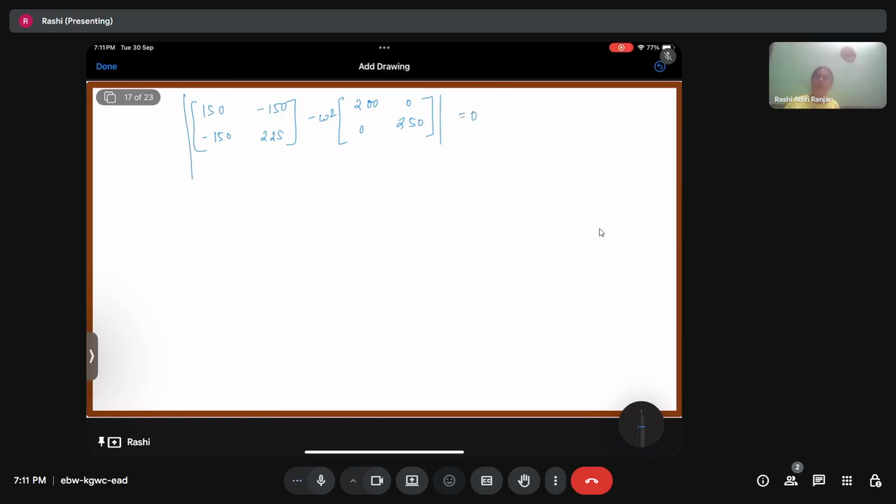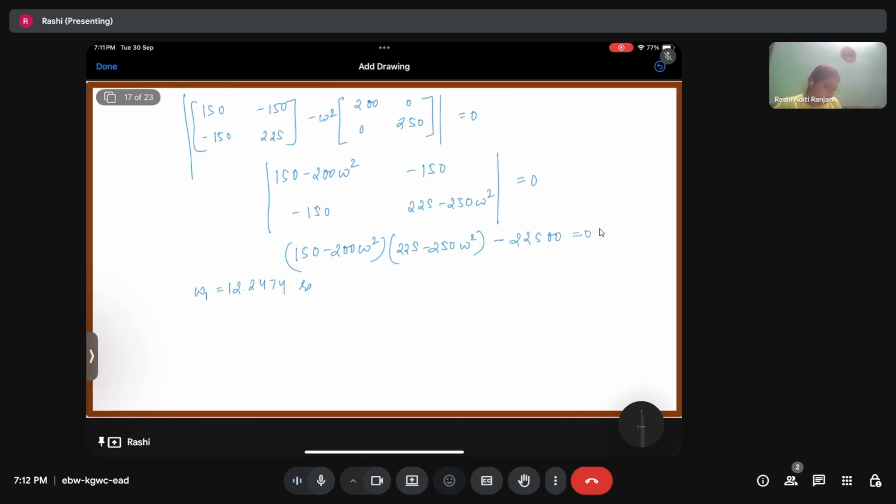This is going to be equal to 0, which gives omega square minus 150, minus 150, 225 minus 250 omega square is equal to 0. Okay, from this we get (150 minus 200 omega square)(225 minus 250 omega square), not plus, it will be minus 225,000. From this, we get omega 1 as 12.2474 radians per second and omega 2 as 36.7298 radians per second. Okay, so these are the frequencies.